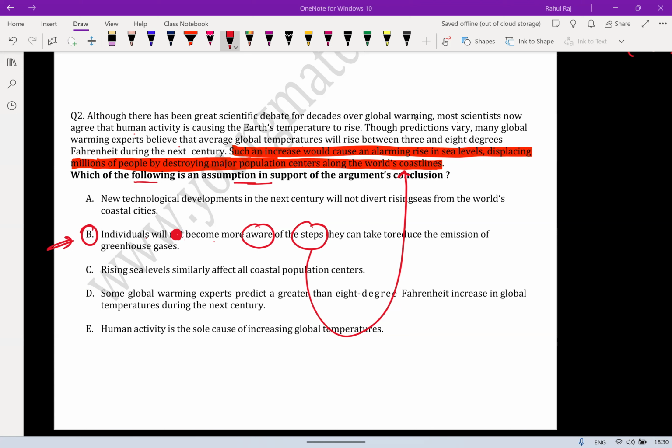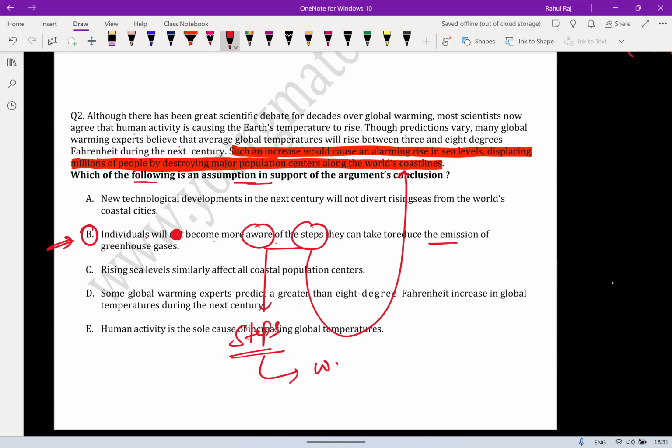Now, what exactly are you trying to say here? That individuals will become more aware of the steps they can take to reduce greenhouse gases. So they will start taking steps. And if they start taking steps, global warming will not happen. There will not be an increase in the water level. People will not be displaced. It's a very far-fetched assumption, don't you feel? Agreed? Am I right or wrong?